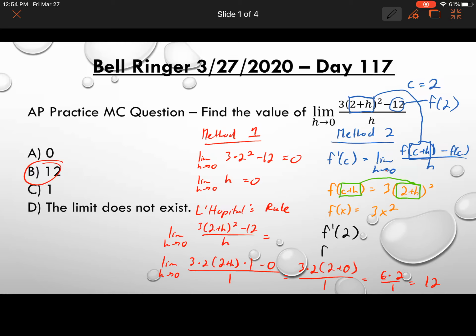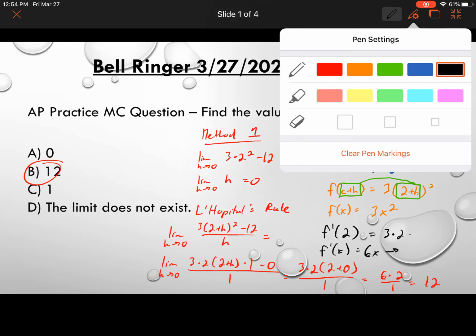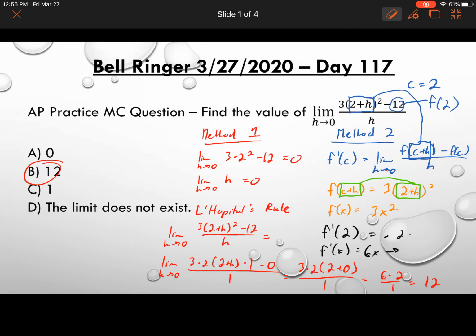Well, f prime of x would be equal to 6x, so f prime of 2 would just be equal to 6 times 2, which is 12.